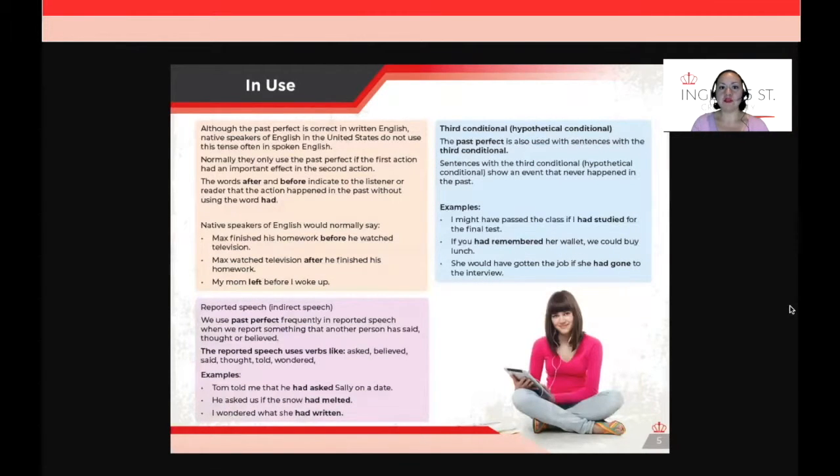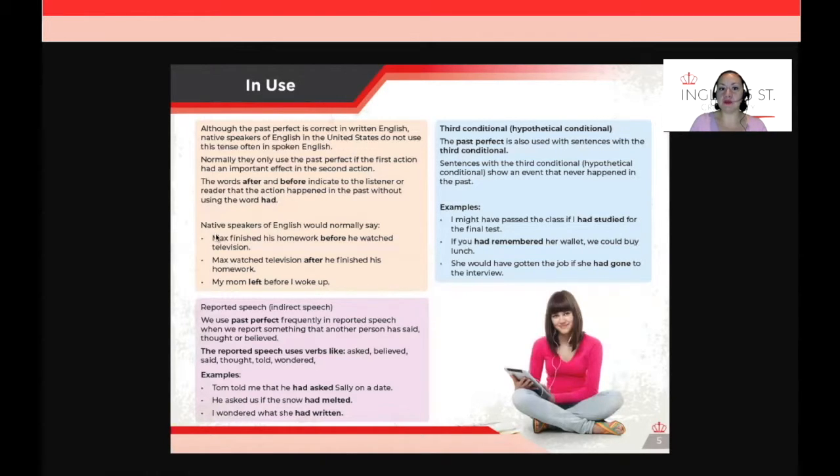Although the past perfect is correct in written English, native speakers of English in the United States do not use this tense often in spoken English. Okay, so what do they do? They normally use the past perfect in the first action and the past simple in the second action. The words after and before indicate to the listener or the reader that the action happened in the past without using the word had, sorry.